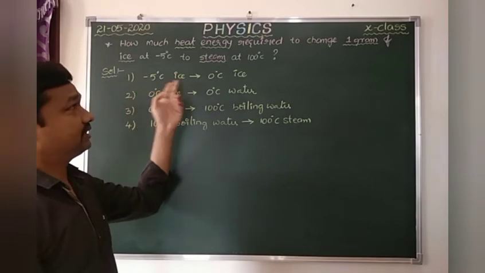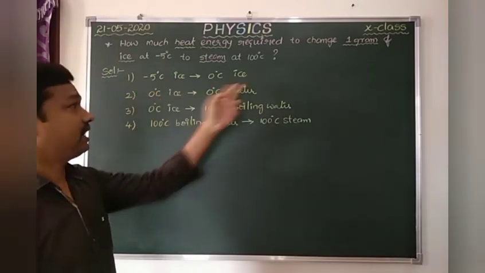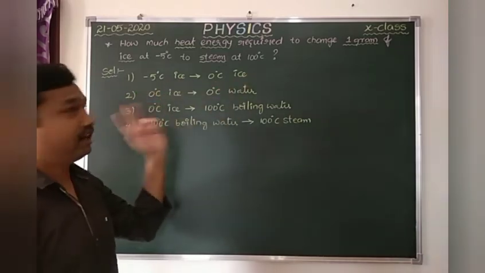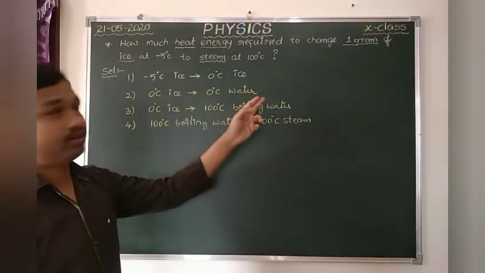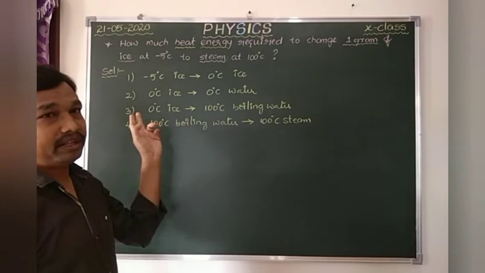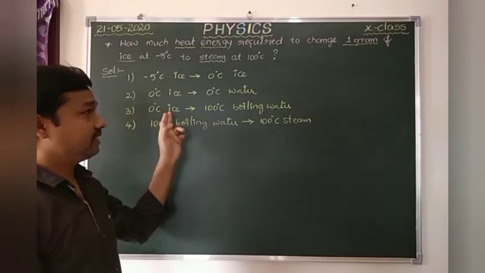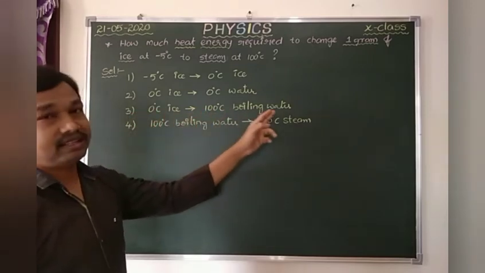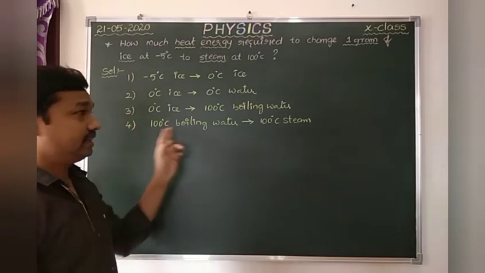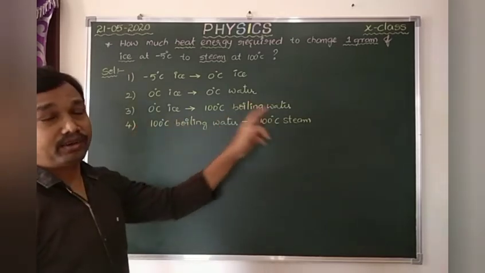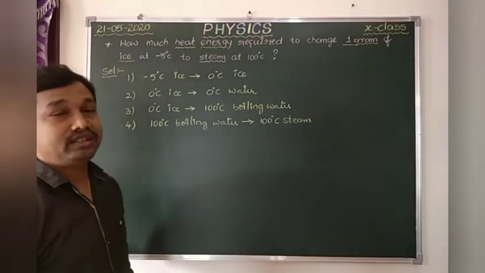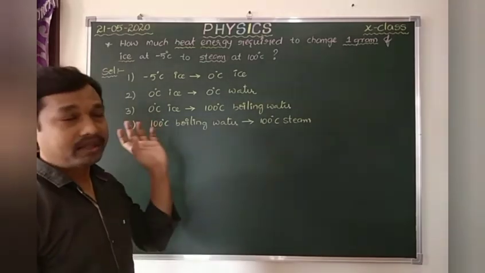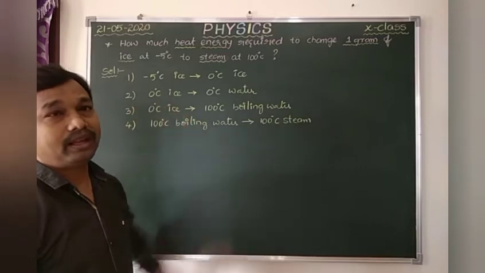Minus 5 degrees Celsius ice converts into 0 degrees Celsius ice by supplying heat energy continuously. 0 degrees Celsius ice converts into 0 degrees Celsius water. Again we are supplying heat energy. 0 degrees Celsius ice converts into 100 degrees Celsius water. 100 degrees Celsius boiling water is again converted to 100 degrees Celsius steam. These are the changes that happen when supplying heat energy to ice.